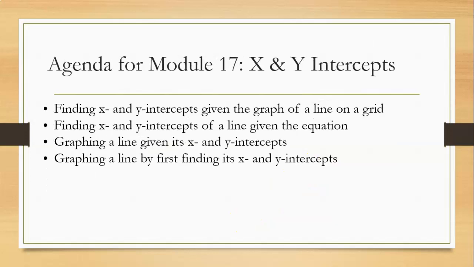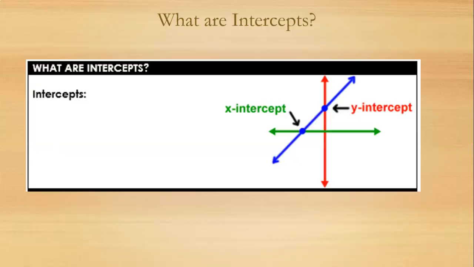For Module 17 X and Y intercepts, we're going to be talking about how to find X and Y intercepts from both a graph and an equation. We're going to graph a line given its X and Y intercepts, and then we're going to calculate our own X and Y intercepts in order to graph the line. So first, let's make sure we understand what intercepts are.